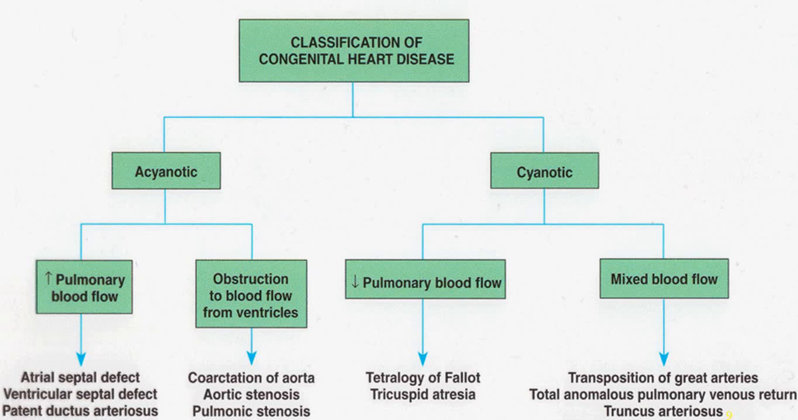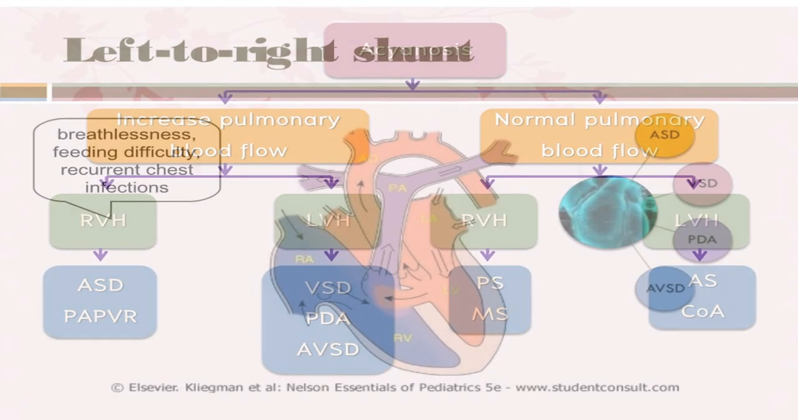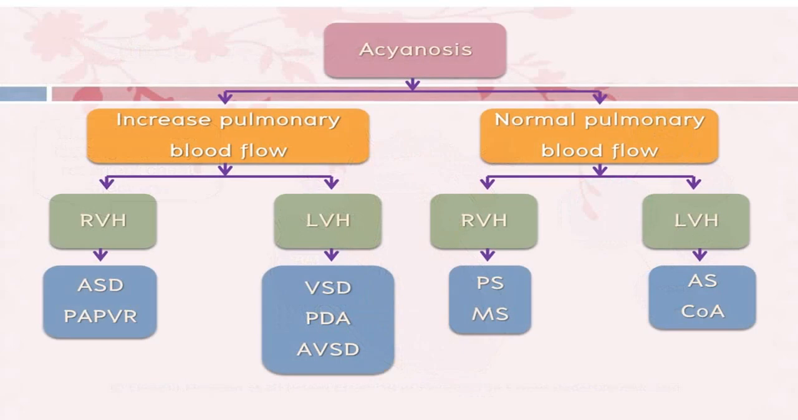Blood coming from the right side and left side, both are flowing, and that we call a mixed blood flow group. So left to right shunts are commonly ASD, VSD, PDA, and atrioventricular septal defects. Acyanotic heart disease you can divide into two big groups: increased blood flow, normal blood flow.